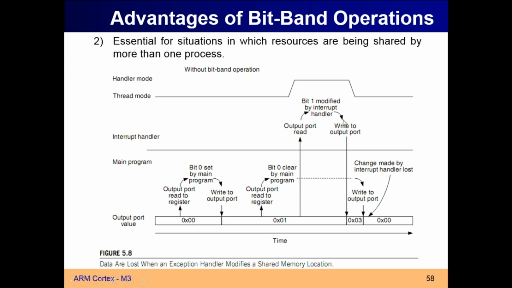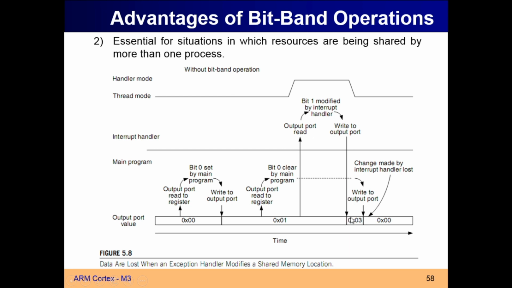So once the interrupt handler execution is over, the previous main program will get resumed. Previously what was done in the main program? Bit 0 was cleared, right? And once bit 0 has been cleared, the value will be 0x00. But that value was not written back to the output port. Before doing that, the interrupt handler has interrupted the operation and it has set bit 1. So instead of getting the value 0x00, 0x03 was written on the port.